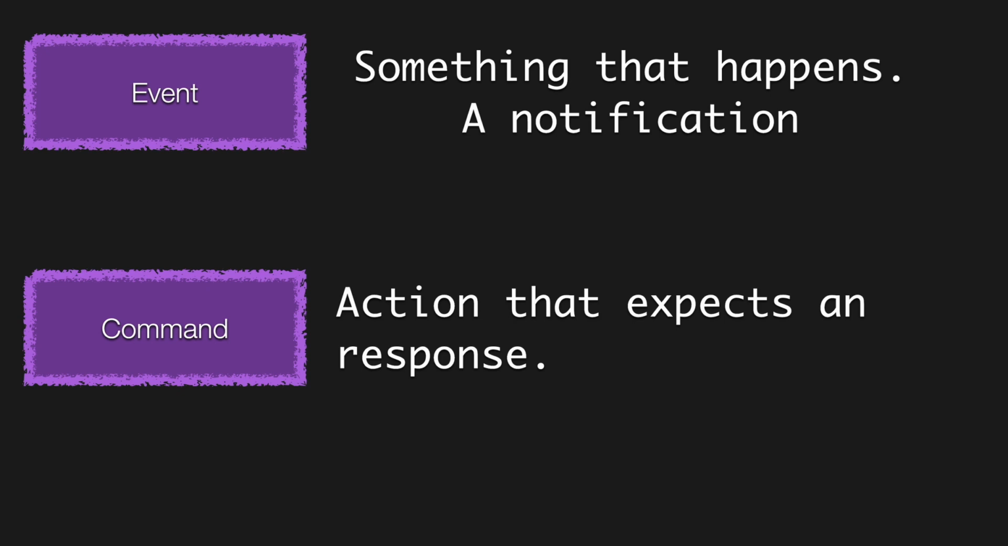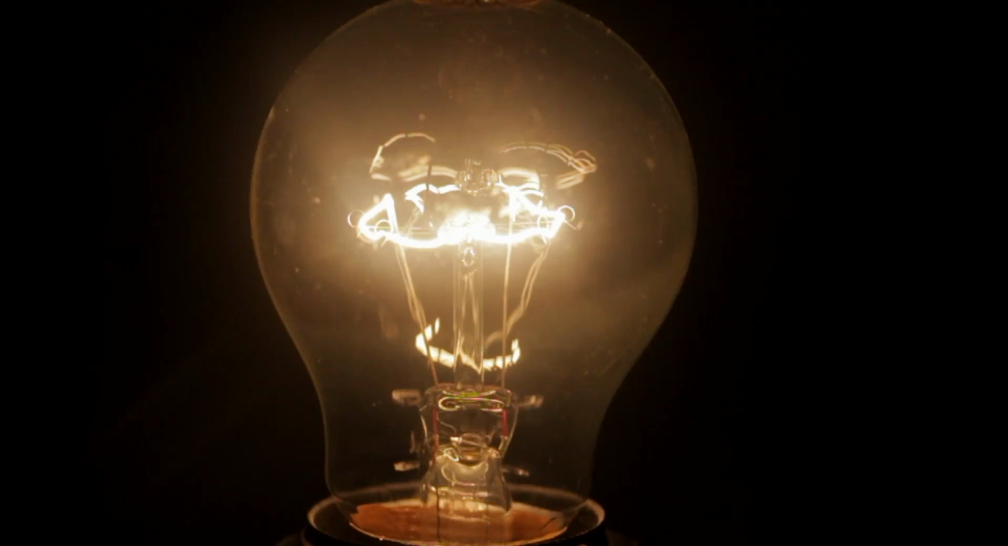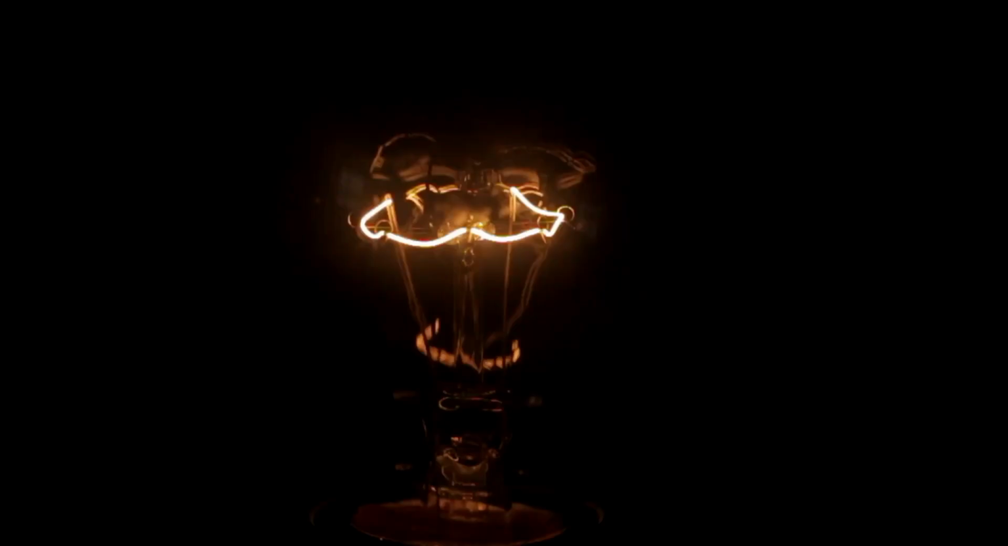On the other hand, we have commands. Commands expect an action to be taken in response. A good example is a light bulb: you want to turn it on and get a response that it has been turned on.